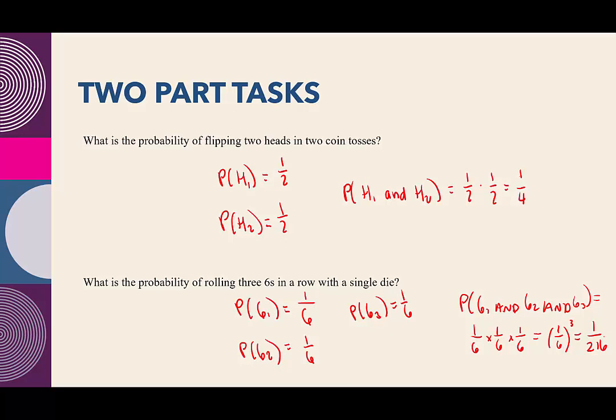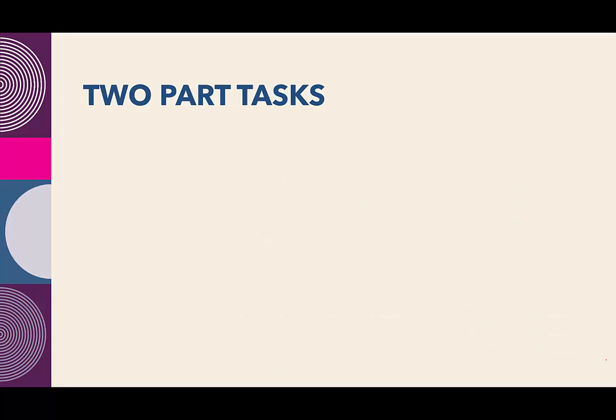I'm not putting the decimals. I could put the decimals or the percents. I'm just keeping it fractions because, you know, there's several problems and I like fractions. So we have 1 out of 216 would be the chance of rolling back-to-back 6s 3 times.